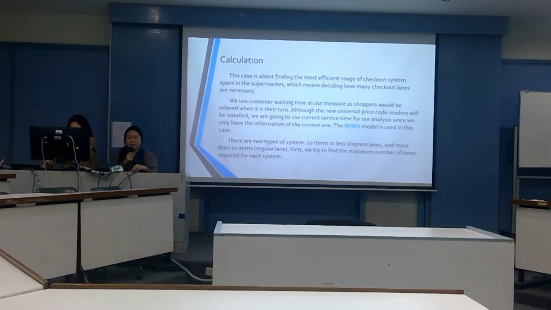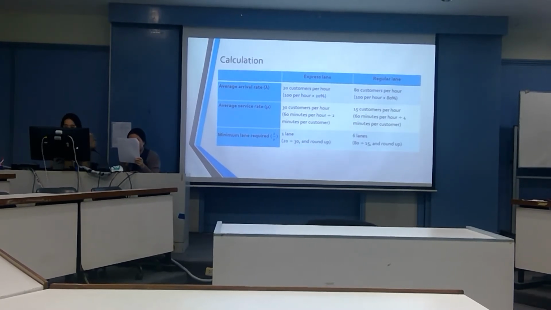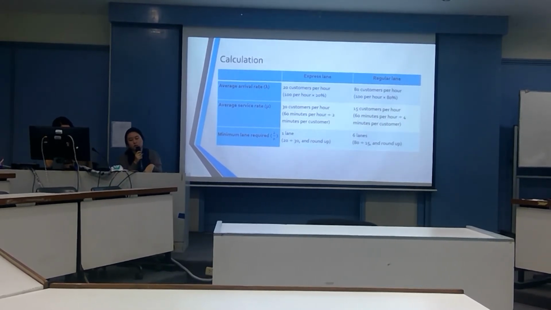First, we try to find the minimum number of lanes required for each system. From what we get, the average arrival rate for the express lane is 20 customers per hour, and for regular lanes is 80 customers per hour, and the average service rate for the express lane is 30 customers per hour, and for the regular lane is 15 customers per hour. So the minimum lanes required are 1 lane for the express lane, and 6 lanes for the regular lanes.